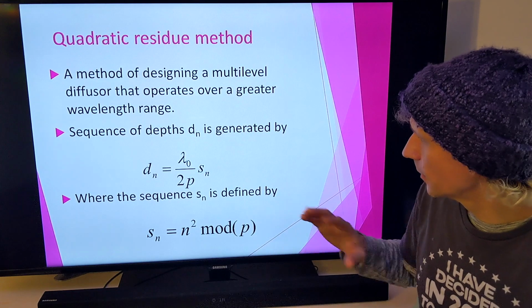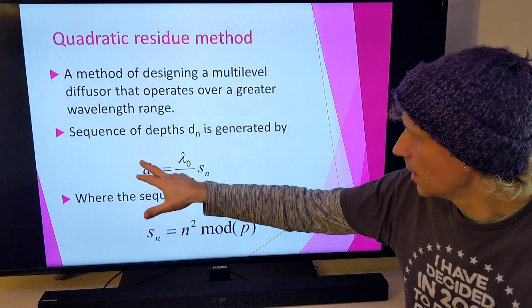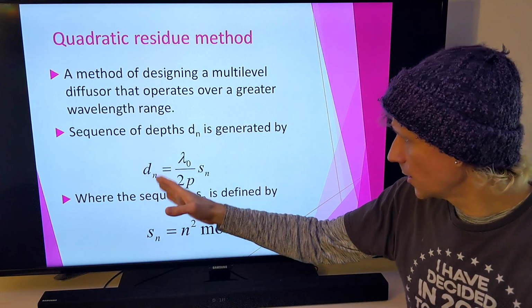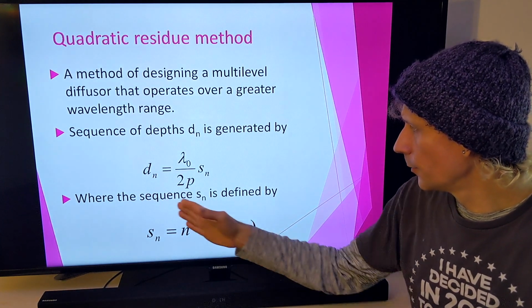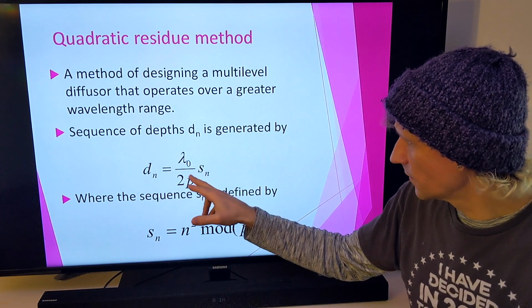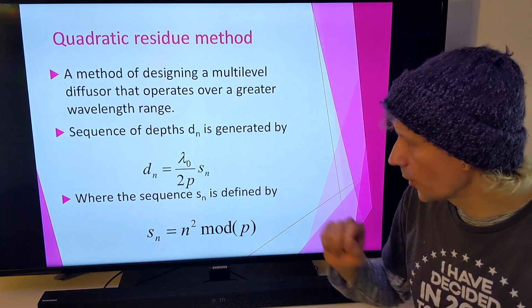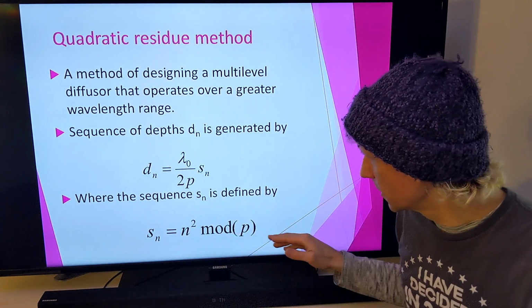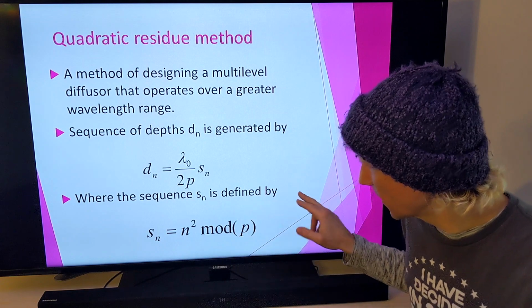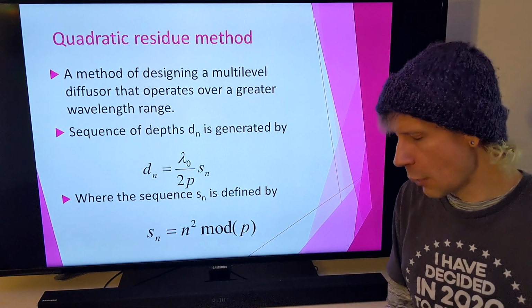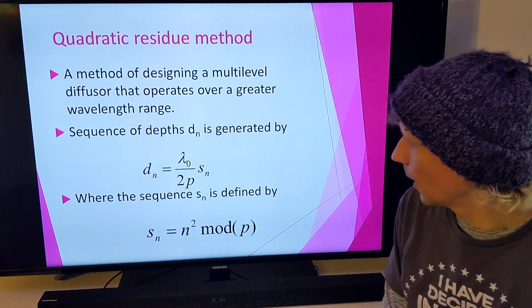This math is based on D sub n, which is depth based on an integer number of depths that we're going to talk about. Wavelength lambda divided by 2 times p, which is a prime number, times s sub n. And s sub n is the sequence defined by n squared modulo p. Okay, what is all that?